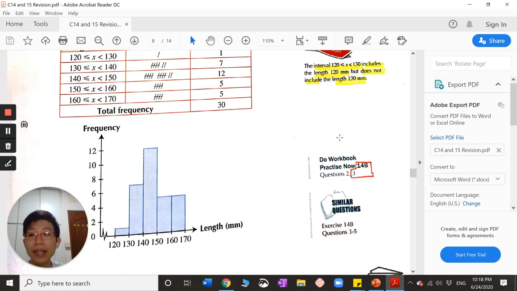Okay, so we have basically gone through the content for chapter 14. If you can't understand some parts, you can rewatch this video. Please do some highlighting and write some notes down so that when you revise this chapter, at least you know what to revise. You don't have to keep on repeating the video itself.